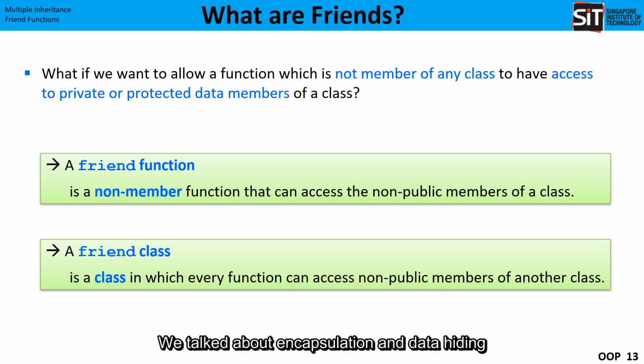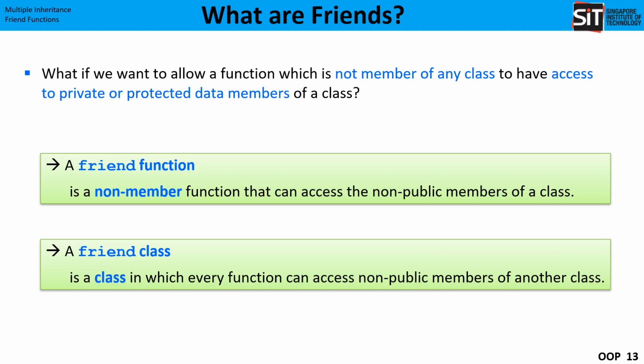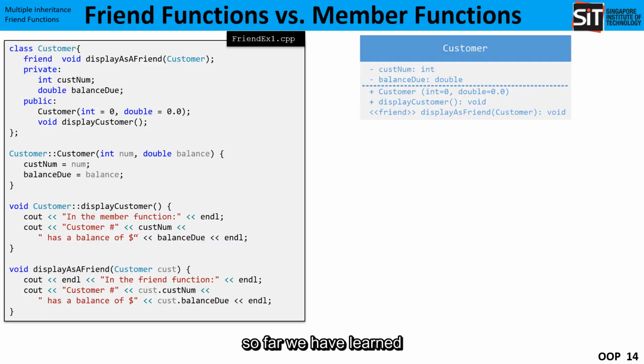We talked about encapsulation and data hiding where no outside function could ever modify or use the private member data in a class. This approach ensures that all data members are used correctly and appropriately. So let's proceed to see how friend functions are applied. So far, we have learned the definition of a friend function. Let's probe deeper to see how a friend function is different from member functions.